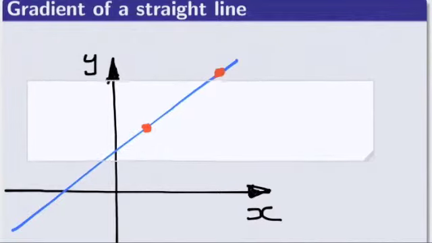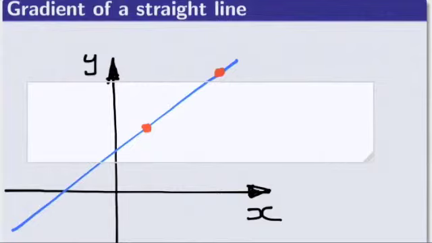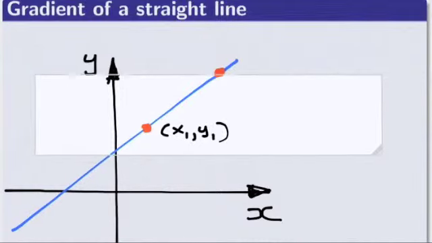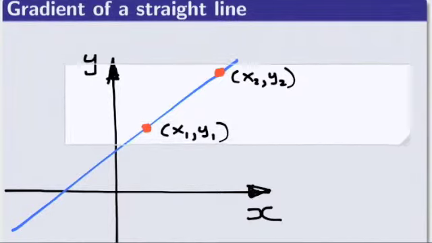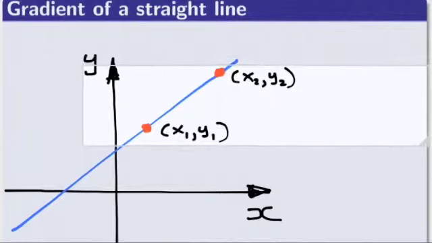Suppose that you know 2 points on a straight line. Let's denote the coordinates of the first point as x1, y1, and the coordinates of the second point x2, y2. So x1, y1 and x2, y2 are just real numbers. And we want to know the gradient of the straight line, knowing the 2 coordinate points.